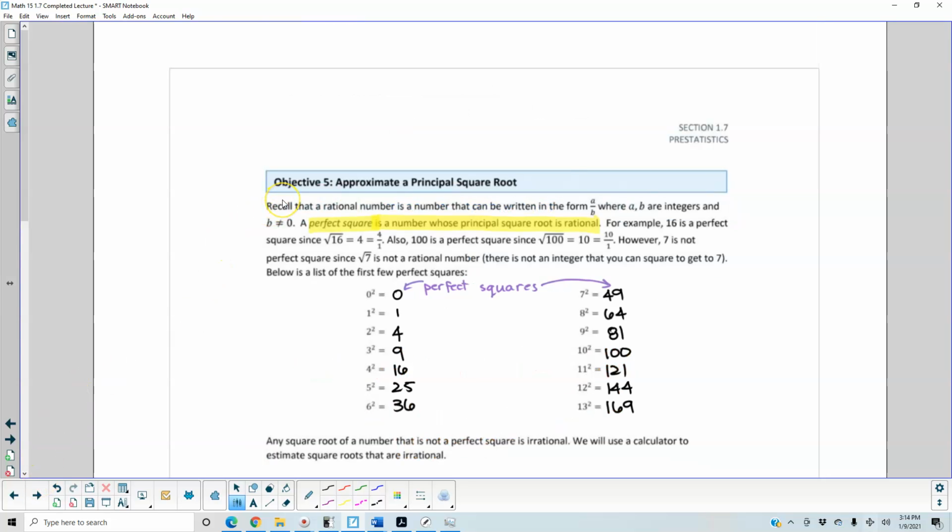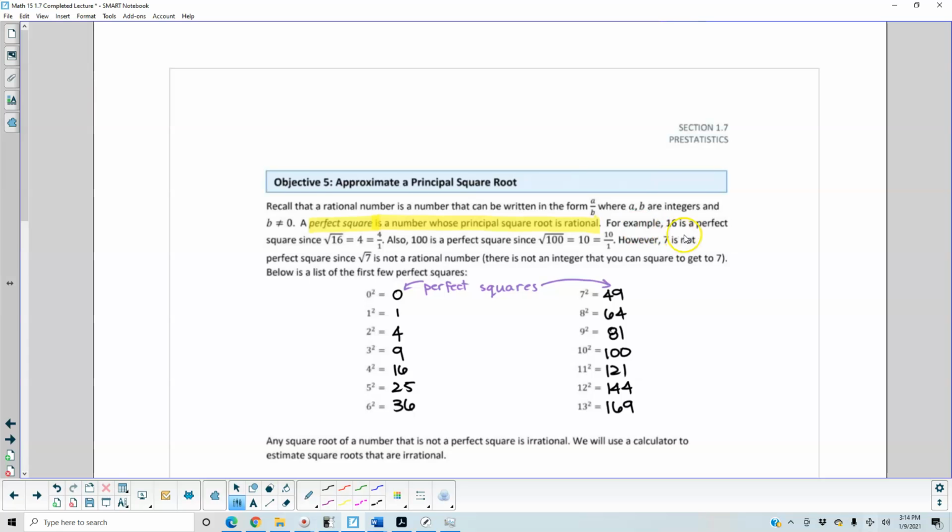Okay, objective 5, approximate a principal square root. Recall that a rational number is a number that can be written as a fraction or in the form of a over b, where a and b are integers and b is not equal to 0. A perfect square is a number whose principal square root is rational, meaning that when you take the square root of the number, the result can be written as a fraction.